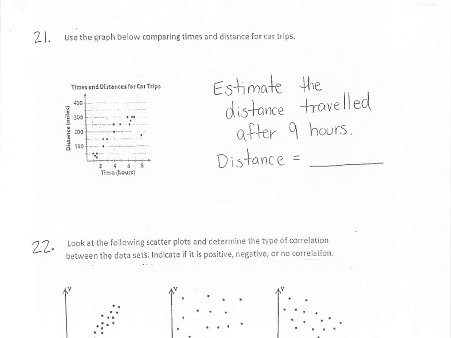Number 21 says use the graph below comparing times and distance for the car trips. So if I do that, it says estimate the distance traveled after 9 hours. There's not any points plotted at 9 hours. So I have to go put in a line of fit. And I'm going to just try to make this as even as possible. If I go from 9 here, though, and look, it's about 400 because it says to estimate. So about 400 miles.